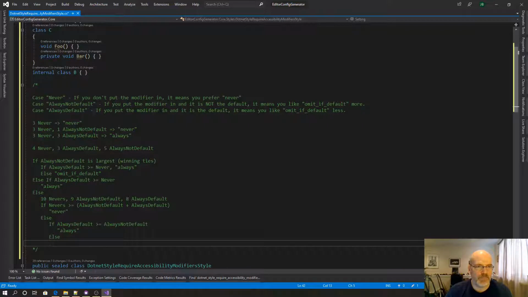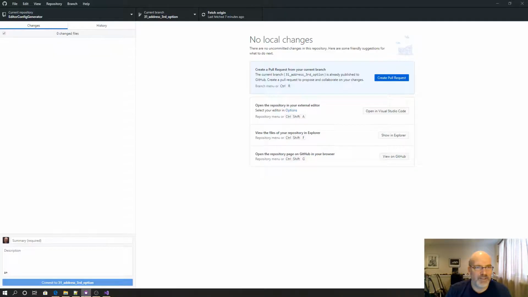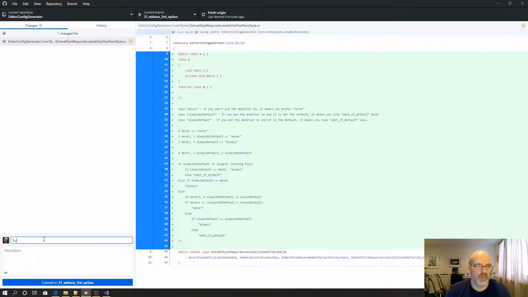Else, so you had a lot of nevers. Well, wait a minute, what's the difference here? You had a lot of nevers that was greater than those individually, but together they were still more. So otherwise we can say here omit if default, with a heuristic for omit if default.